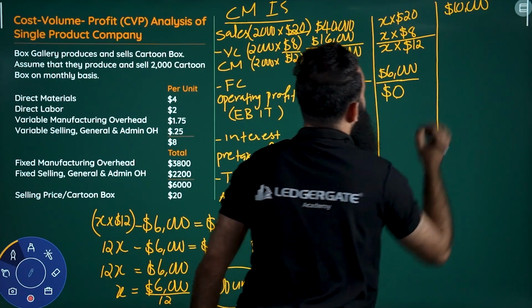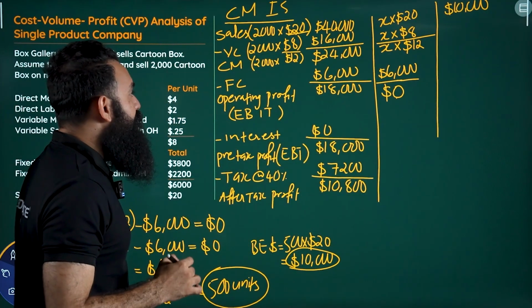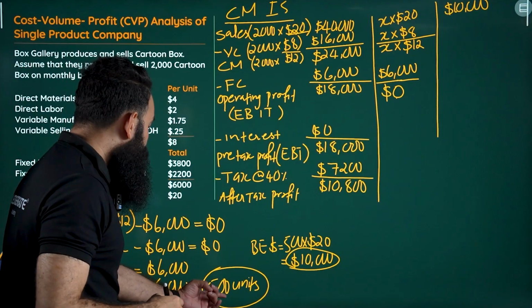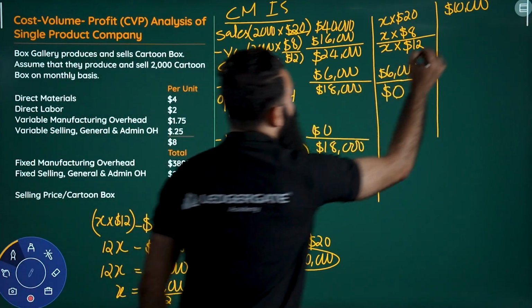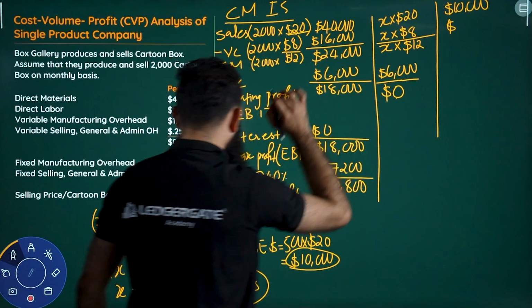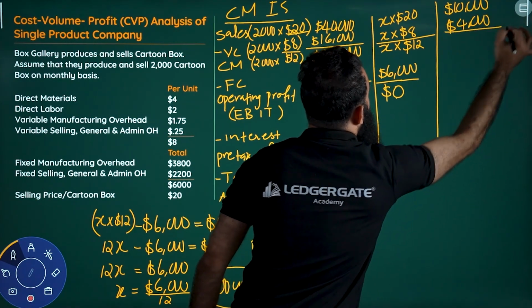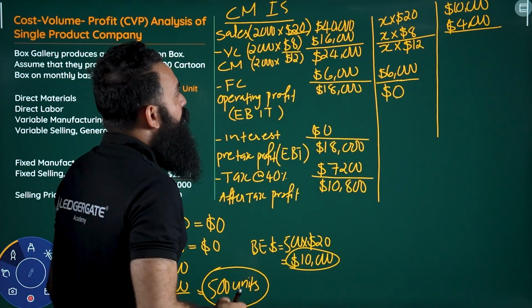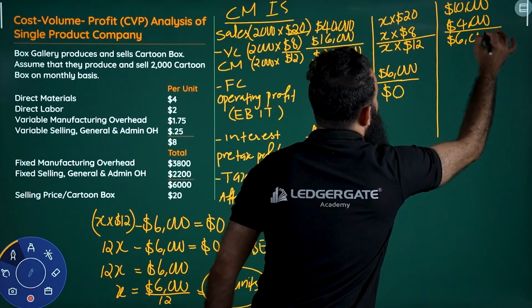$10,000. From that 10,000, what you have to do? You have to deduct the variable cost. So for 500 units, you have to calculate the variable cost. 500 into $8 equal to how much? 500 into 8, $4,000, right? And from the sales, you'll deduct variable cost. You'll get a contribution margin of 6,000.